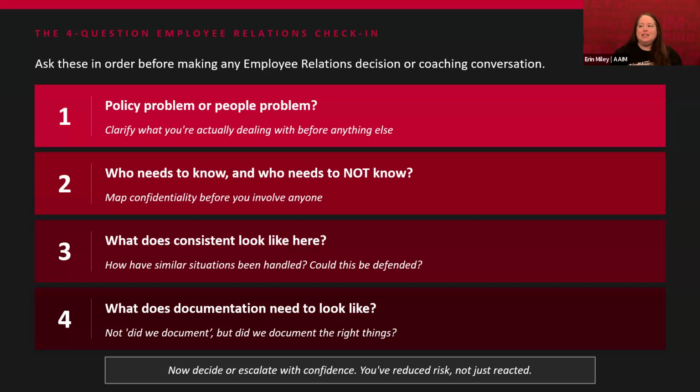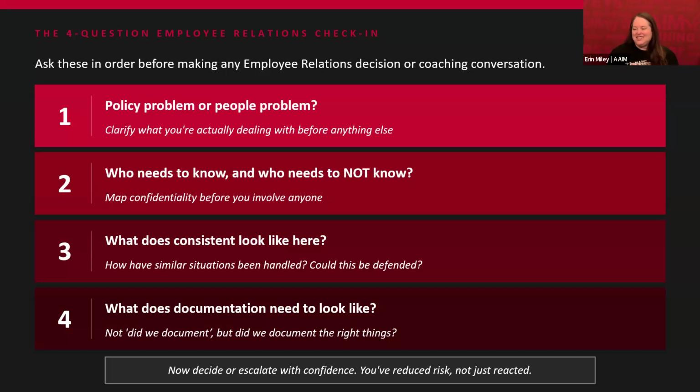So again, is it a policy problem or a people problem? We're going to need to clarify what we're actually dealing with before anything else. Who needs to know and who needs to not know? We're going to map the confidentiality before you involve anybody else. What does consistent look like? Have we had similar situations? Could this be defended? I think like a lawyer sometimes. I'm not an attorney.